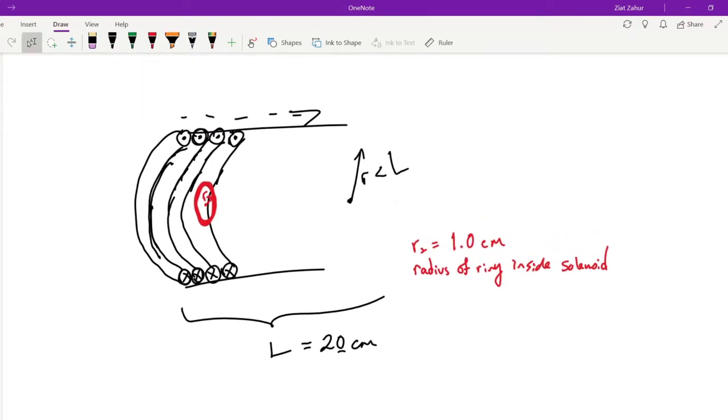And let's say we have about 20 centimeters length, right? Let's say we have like 1,000 turns for our solenoid. So it has to be huge. If we have a really high density of loops per length, then the solenoid will have a nice uniform magnetic field inside of it. So there's B.